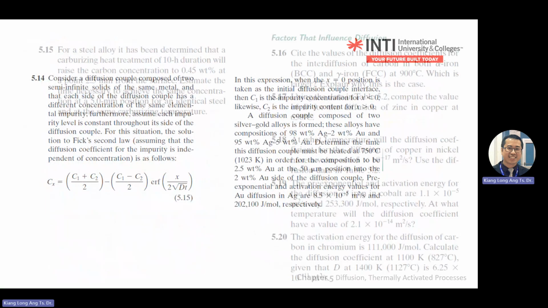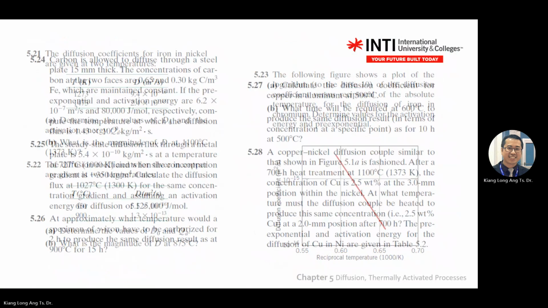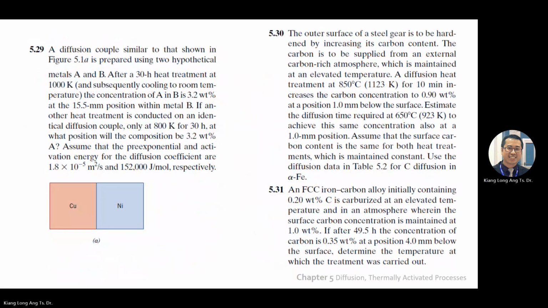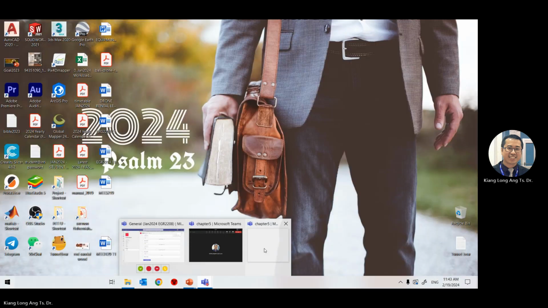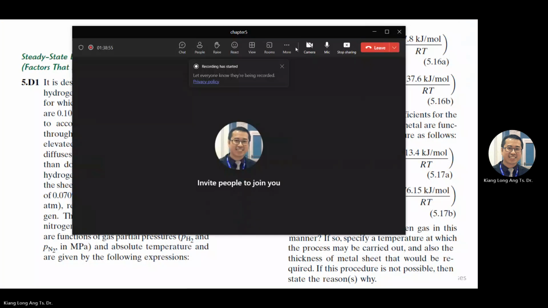So with this, we conclude chapter 5. Okay, go and read.